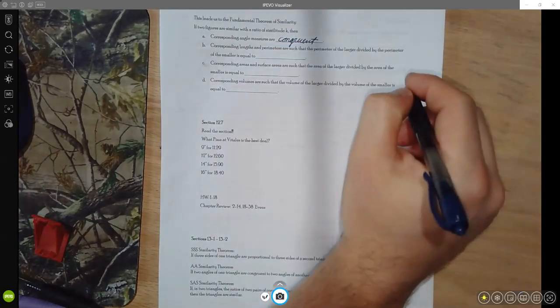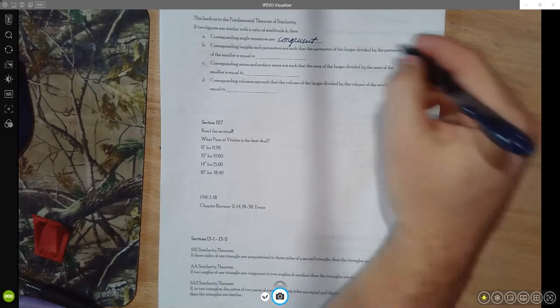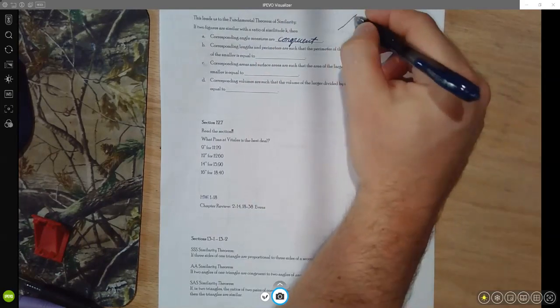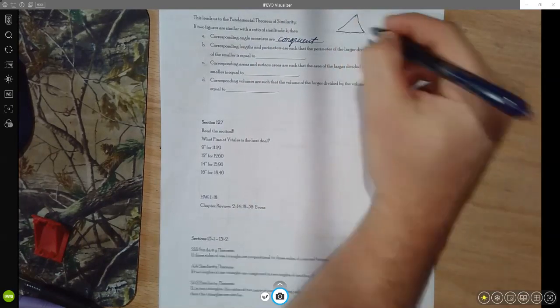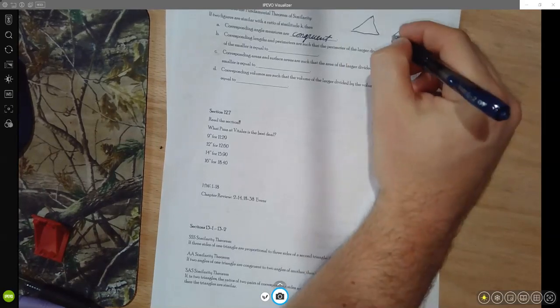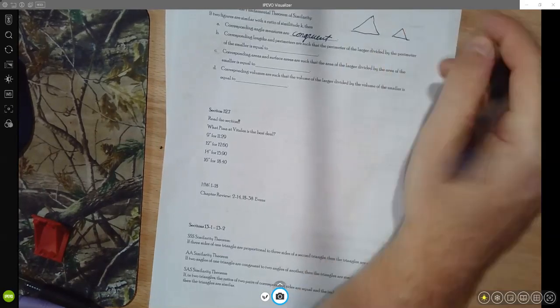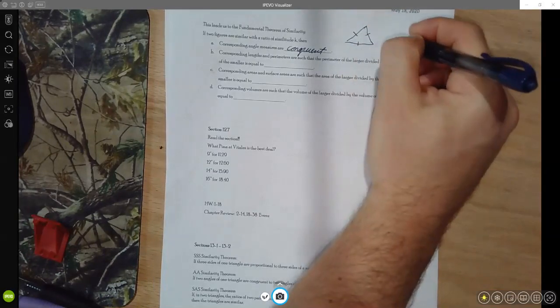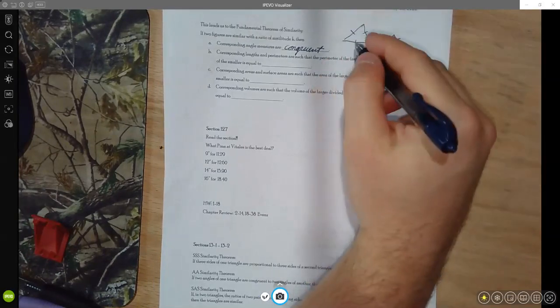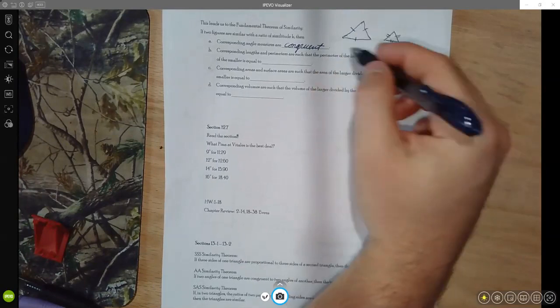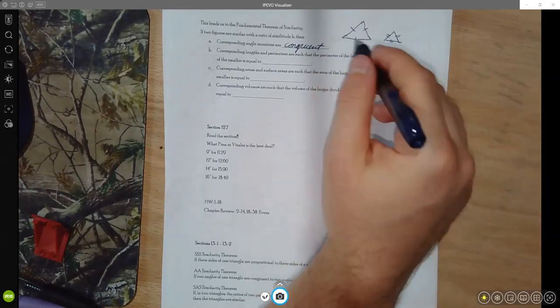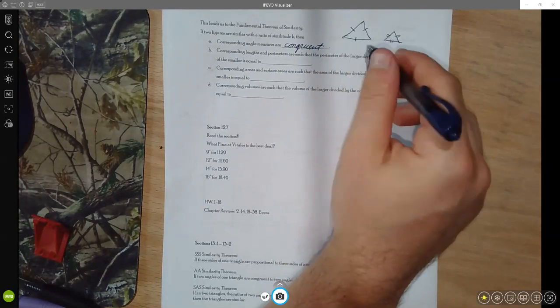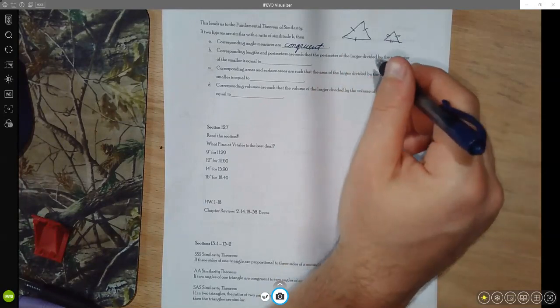So this is like, if you have two similar triangles, let's say we're just doing equilateral triangles. Okay. So if these two triangles are both equilateral, then their corresponding angles are congruent. In order for the triangles to be equilateral, they have to have 60-degree angles.